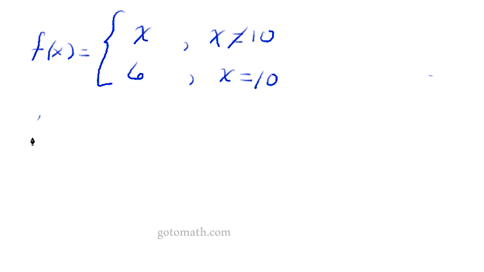And we're asked to find the limit as x approaches 10 from the right hand side of f of x. From the right hand side. So which one are we going to use? We're going to use this one, or we're going to use this one? Well, let's kind of sketch out a picture over here so you can see what's going on.